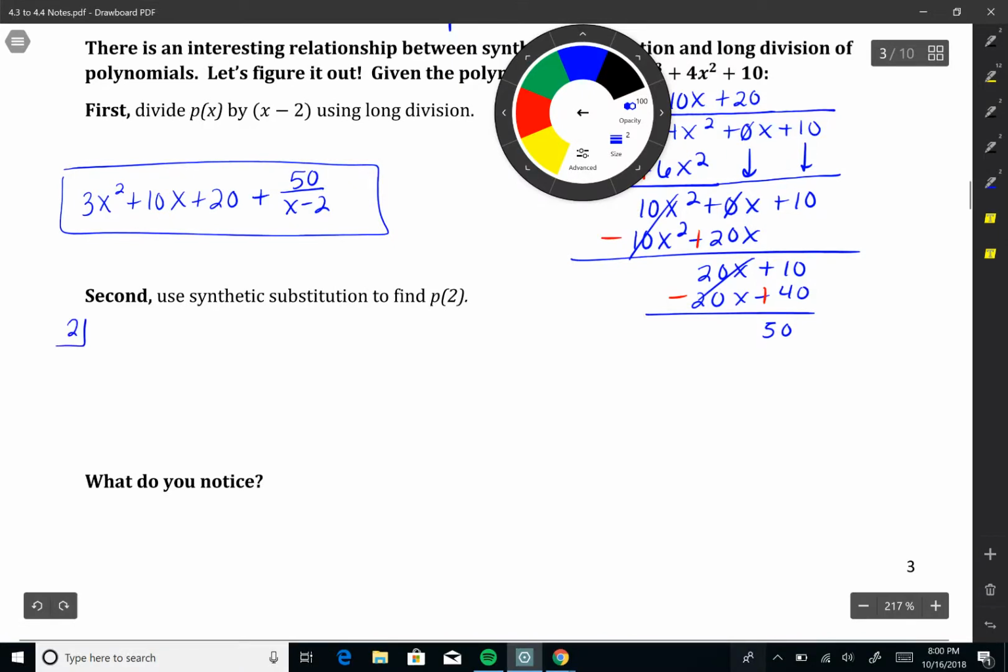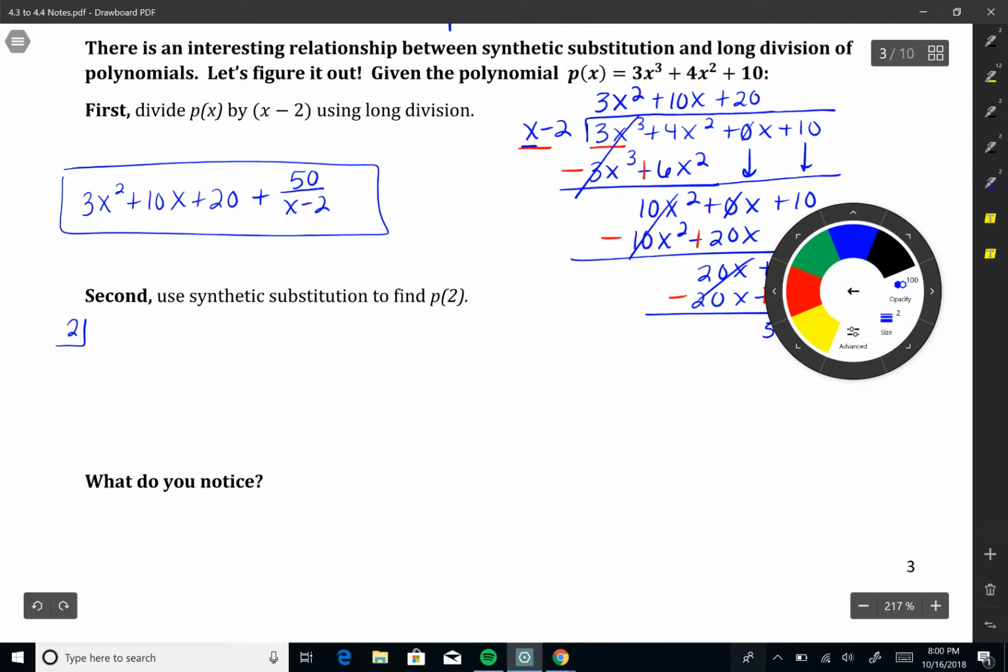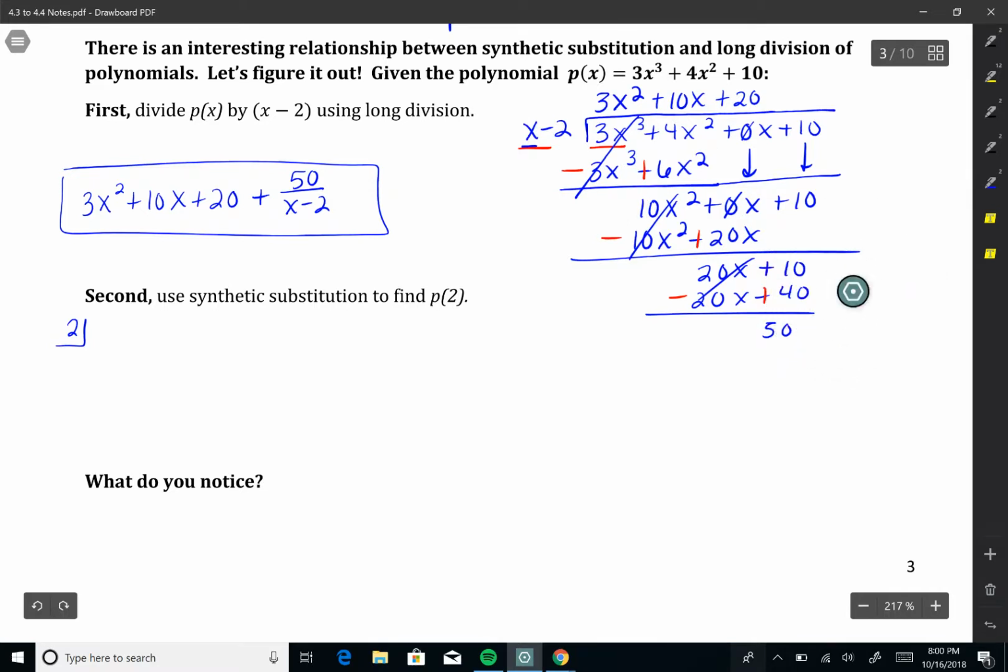In my little box up here, and I'm going to put my array of coefficients of my polynomial, which are going to be 3. And then I had 4. And we put a placeholder in long division. We do that in synthetic substitution as well. And so 0 and then 10. Remember, I bring down my first number. And I multiply every number on the bottom times my input, which is 2. So 3 times 2 is 6.